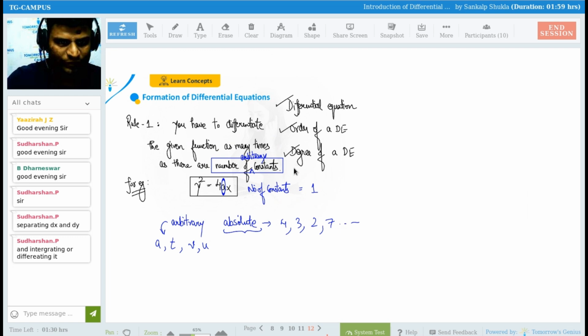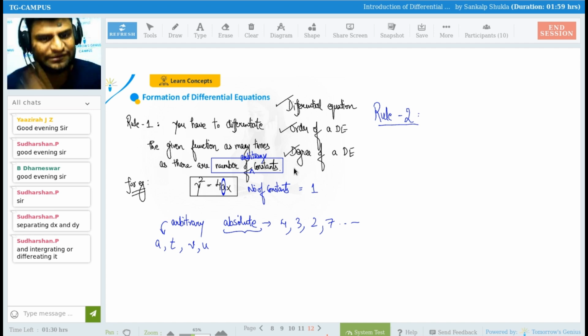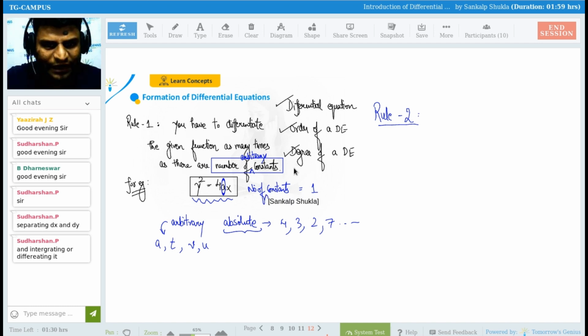I'll be writing rule 2 also over here. Rule 2. Rule 1 says you have to differentiate the given function as many times as there are number of arbitrary constants. For example, y² = 4ax is the one curve that we have taken. So in that curve, number of arbitrary constants is 1. So we have to differentiate it one time only. Okay?